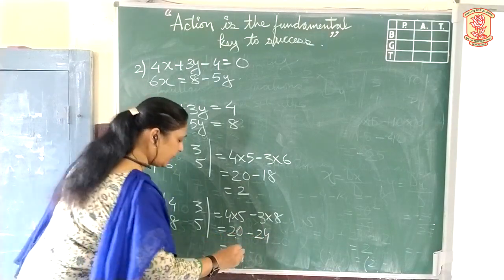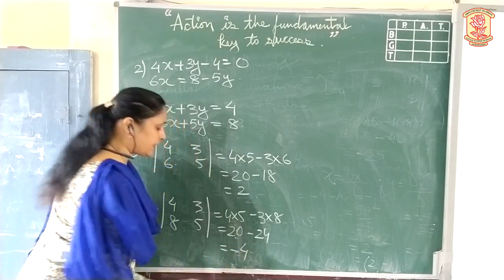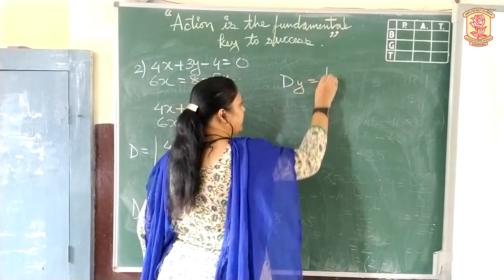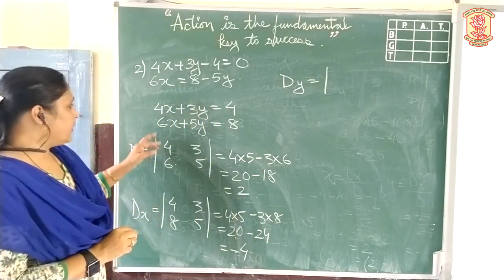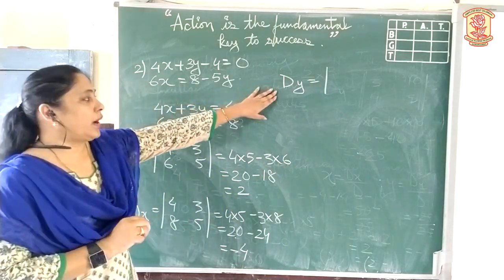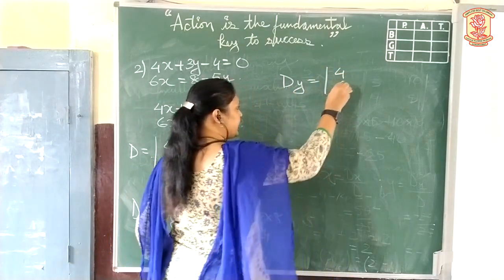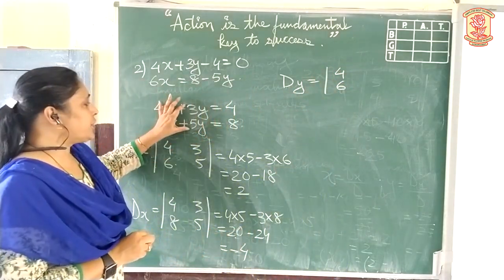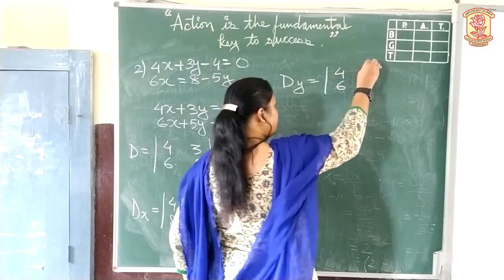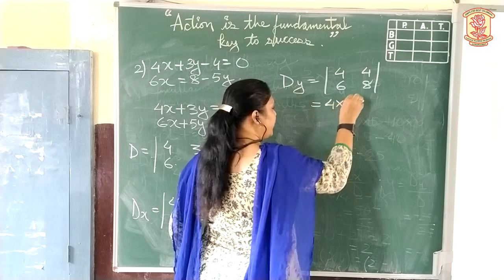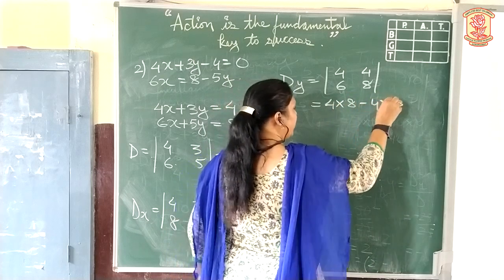24 minus 20, that is 4, and the bigger number's sign is minus. Now we calculate the determinant for y. For calculating the determinant for y, the coefficients of x stay as they are, that is 4, 6, and in place of the coefficients of y, we write C1, C2, that is 4 and 8. Cross multiply, so 4 into 8 minus 4 into 6.